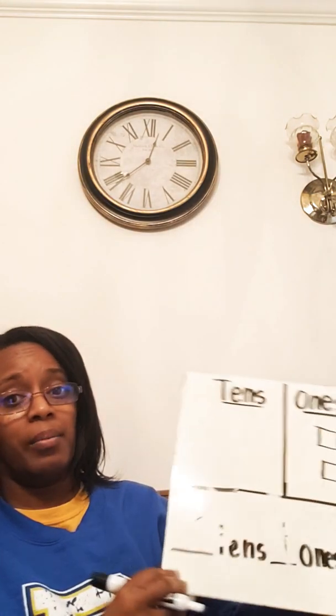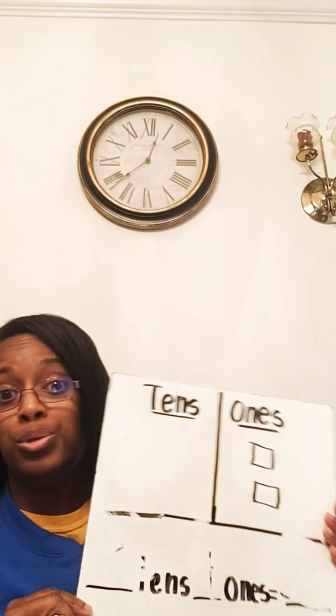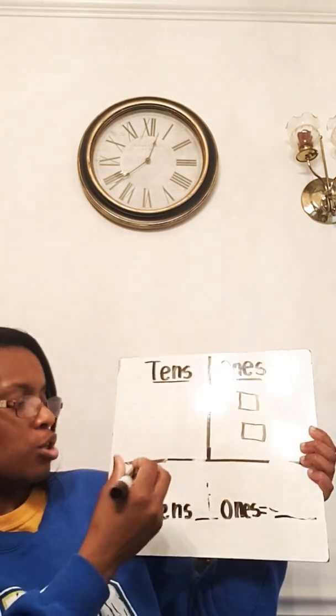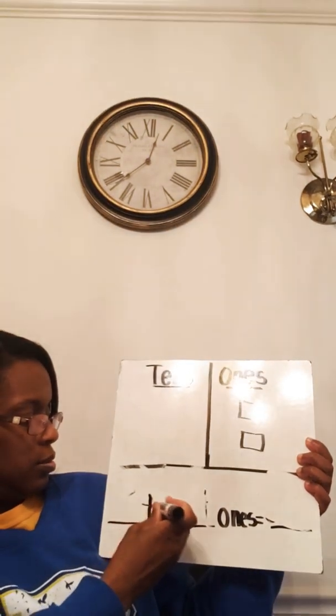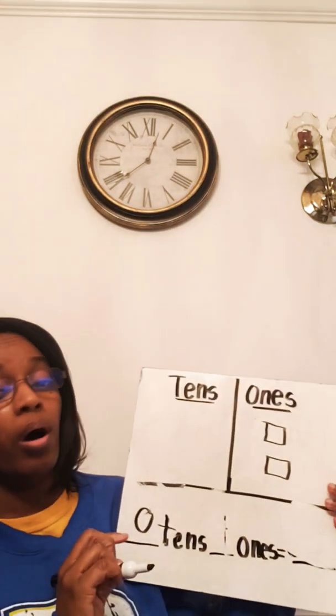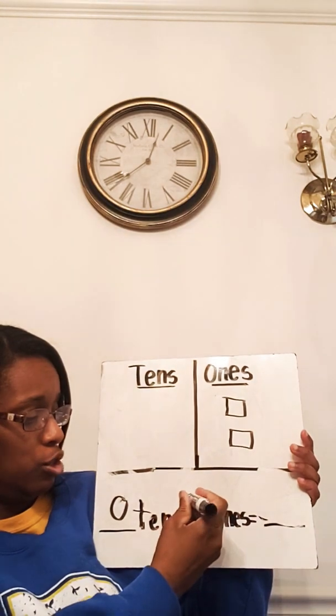All right, let's stop and let's look at this. How many tens do you see? I don't see any tens, so I'm just going to write the number 0. How many ones do you see? 1, 2. I write the number 2.